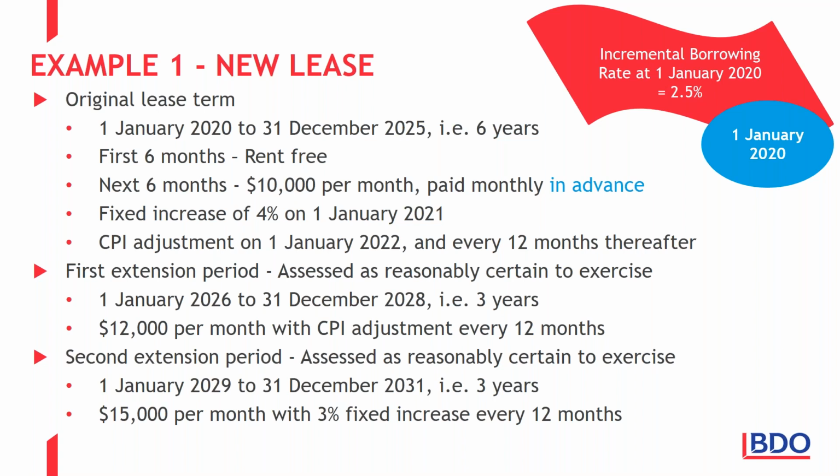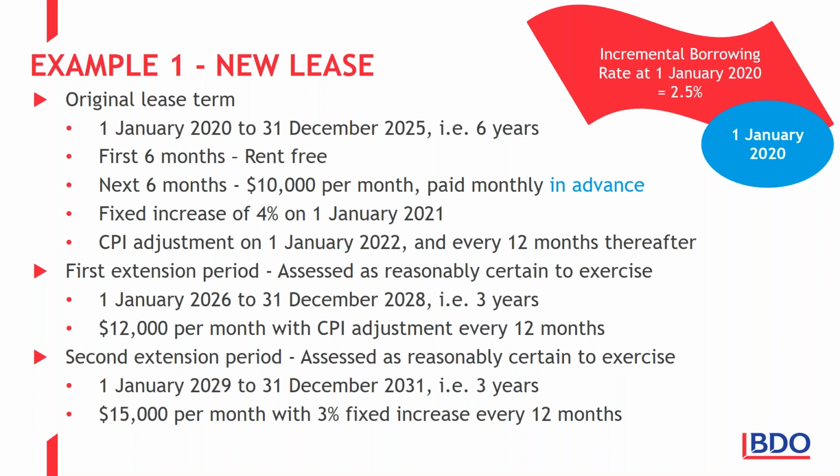After the original lease term, the lease also allows for an extension period. And when we first enter into this lease on the 1st of January 2020, it is assessed as reasonably certain that we will exercise this first extension option. It runs for 3 years from 1 January 2026 till the end of December 2028. The payments would be $12,000 per month with CPI adjustments every 12 months.